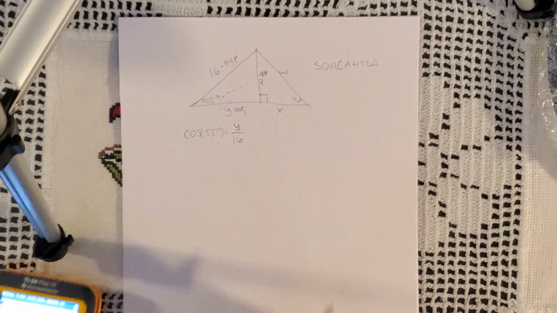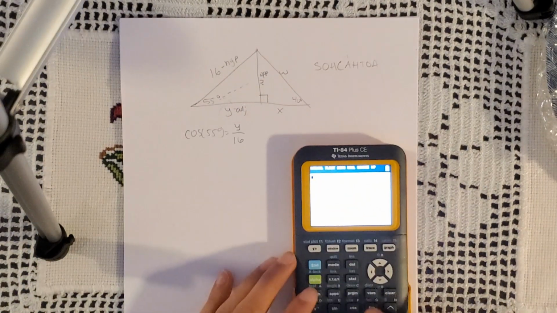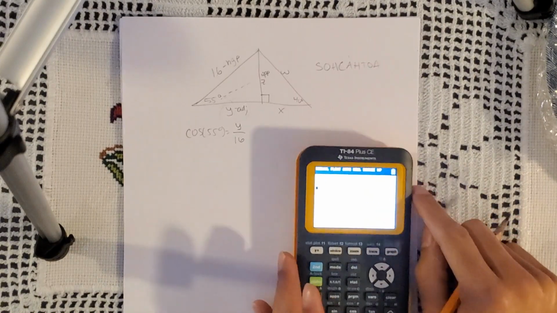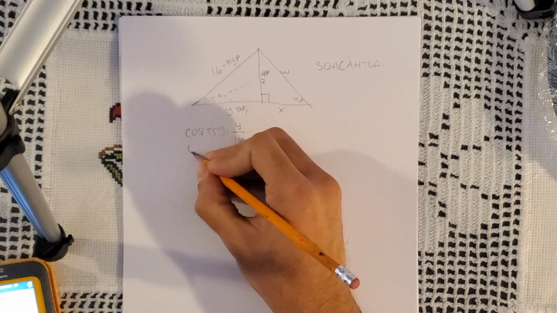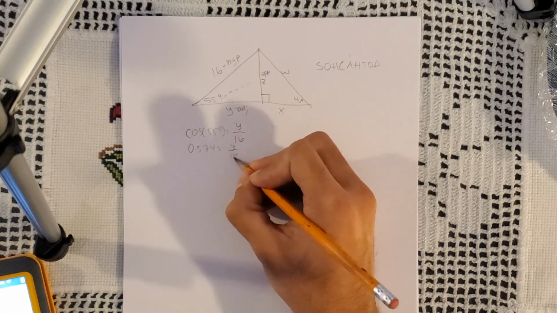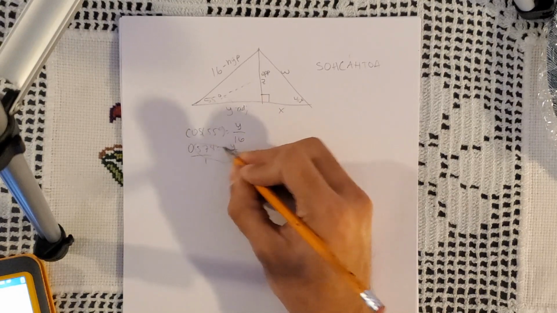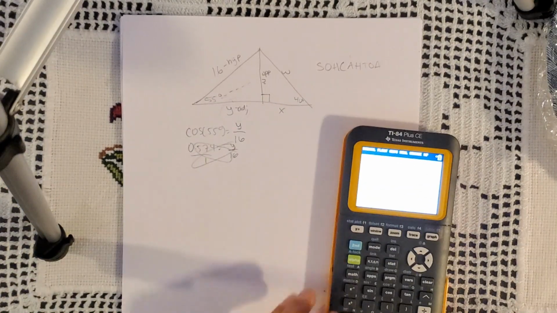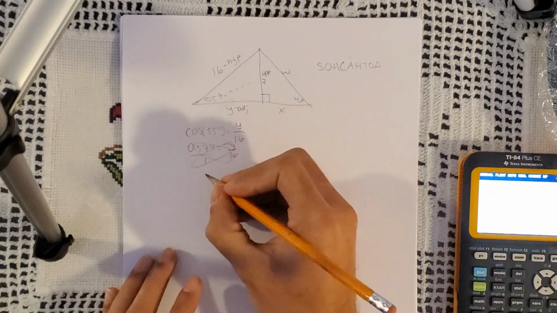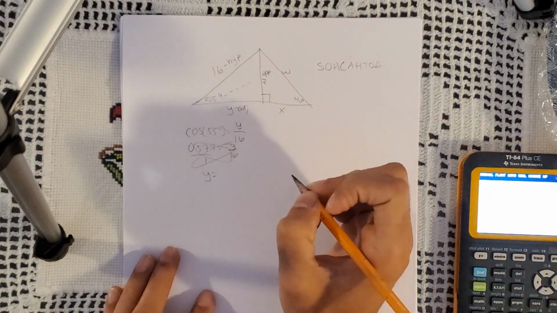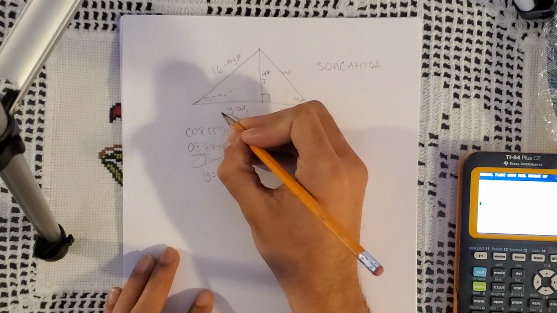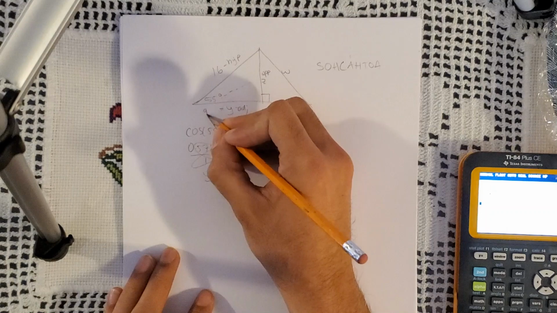All right, cosine of 55 according to my calculator is 0.574 if I round it. So 0.574 equals y over 16. Put this over 1, cross multiply, and I get 9.18. So y equals 9.18. Okay, so this is y, 9.18.